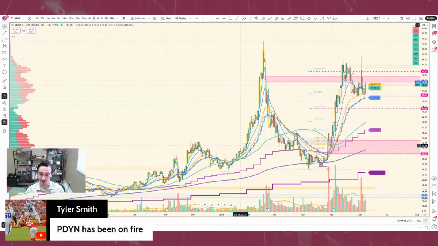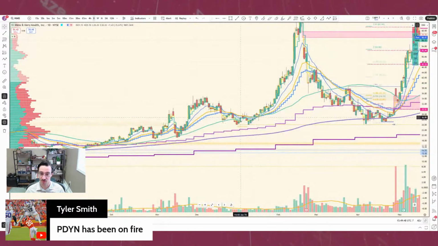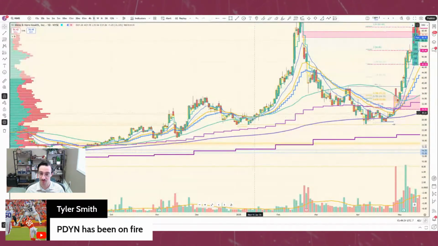HIMS. You see it right here, right? Very similar setup here where it's got the stacked moving averages down here, and now it's consolidating up the right wall. And then it's going to ideally surge. And then you see even here, it's consolidating upwards before it surges again.